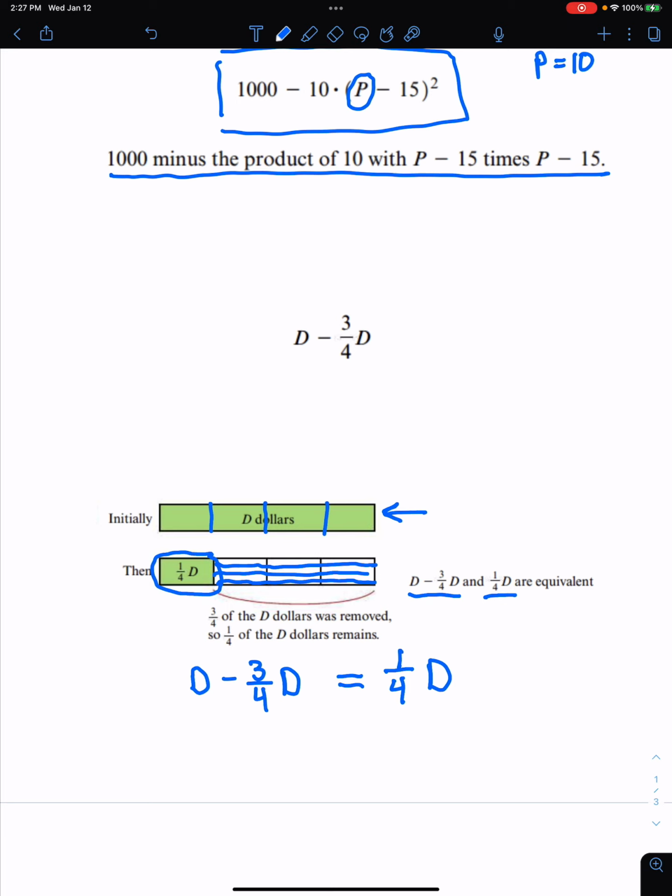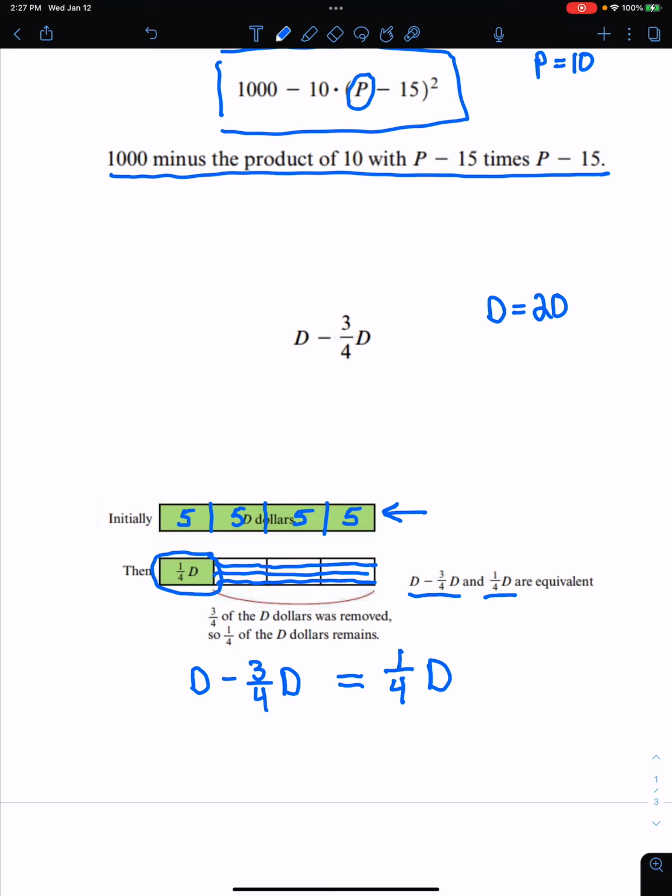And we could prove that by putting a number in for d, right? So let's just pick, I don't know, 20. I'm just going to put 20. So let's make d equal to $20. So if d is $20, then this whole green rectangle is equal to $20. If I split it into 4 pieces, then each of these pieces is worth $5. And I'm going to take away 3/4 of that $20. So 3 of those 4 pieces.